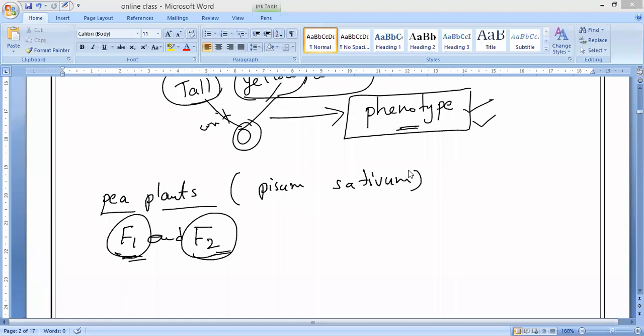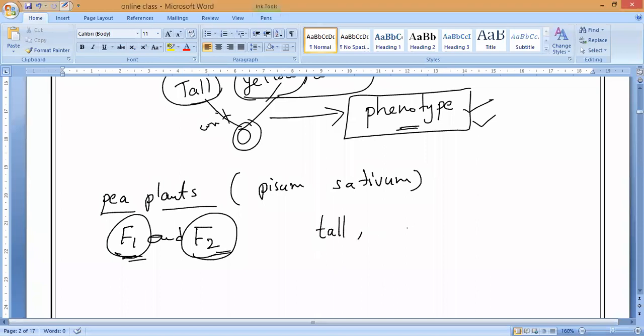Some pea plants are tall, he noticed. What do you mean by tall, guys? It has a long stem. Do you understand? And some pea plants are dwarf, meaning short stem. That is the first reason.